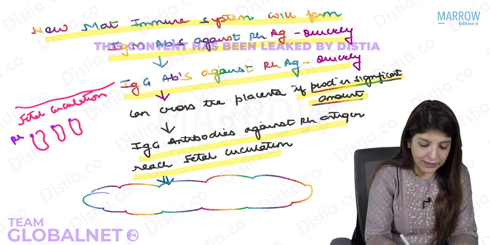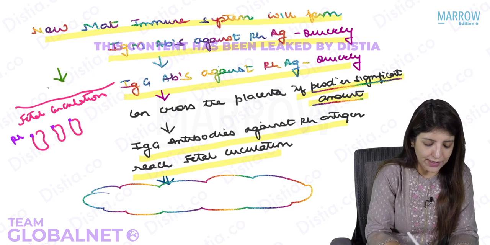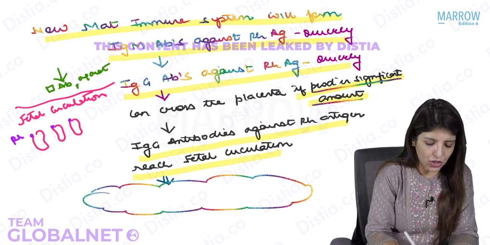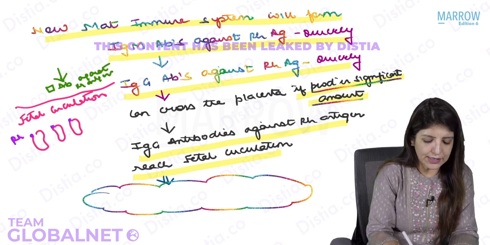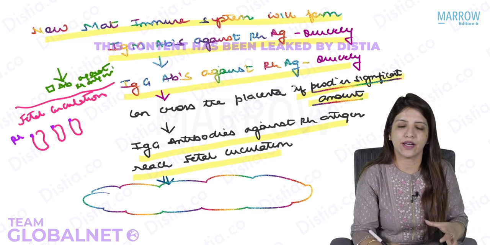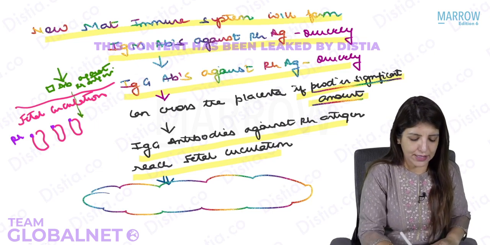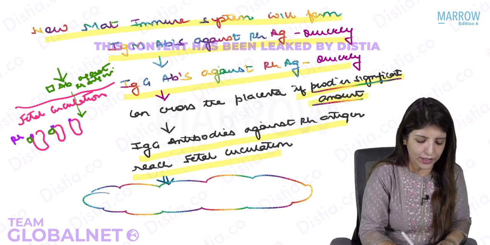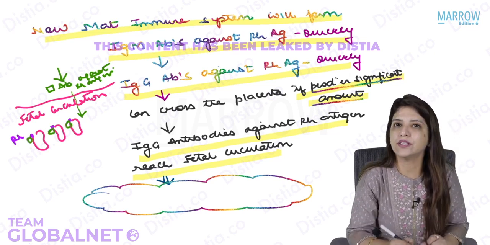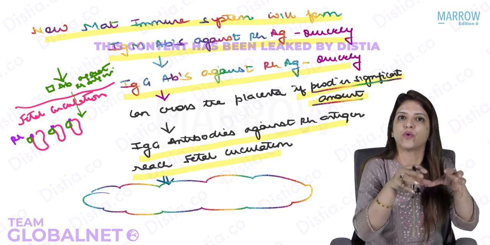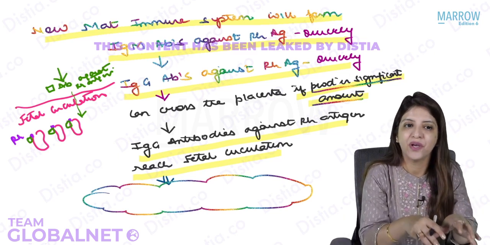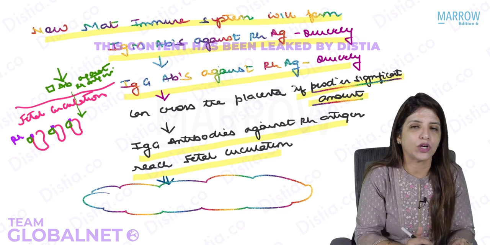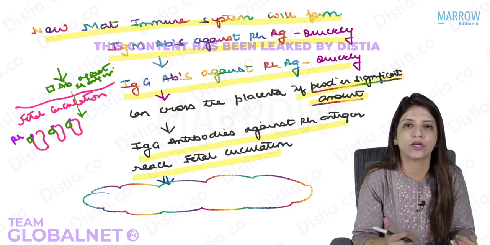Now, what is the mother doing? The mother is sending antibodies against Rh antigen. These antibodies will cross the placenta, come into the fetal circulation, and an antigen-antibody reaction will occur. Where will this antigen-antibody reaction occur? It is going to happen on the fetal RBCs. So once the antibodies reach the fetal circulation, what are they going to do?